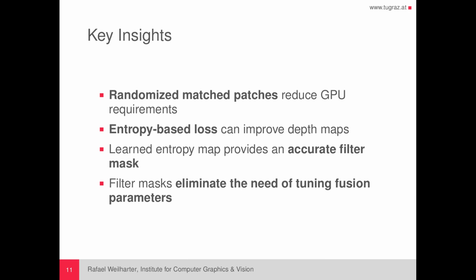So to sum up, we have proposed Hammer, a deep neural network that is able to produce precise filter masks alongside accurate depth maps. Our novel entropy loss improves the depth map output of the network while also providing the required entropy map to filter out points before the fusion stage. Hammer can be trained on an almost arbitrary depth resolution that is independent of GPU memory. Moreover, by using randomized matched patches in the training phase, we are able to train our network on small patches, which leads to a very low memory requirement for training.